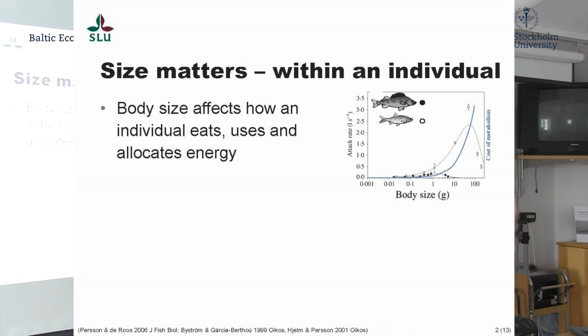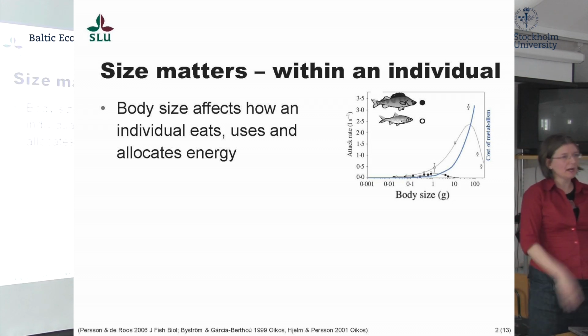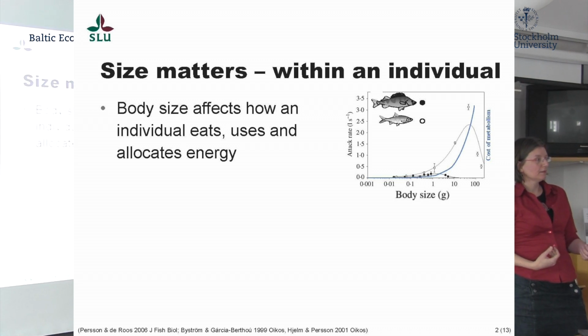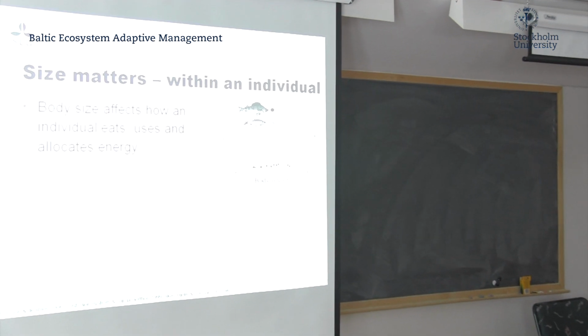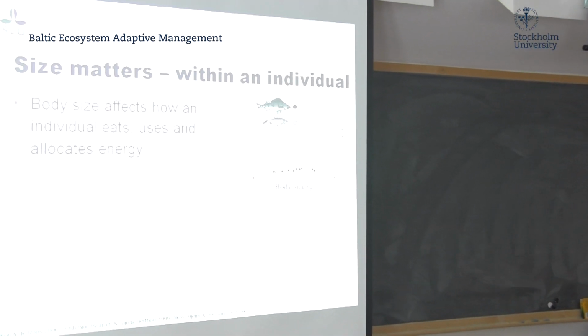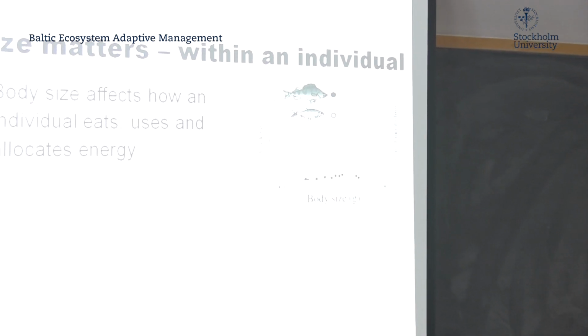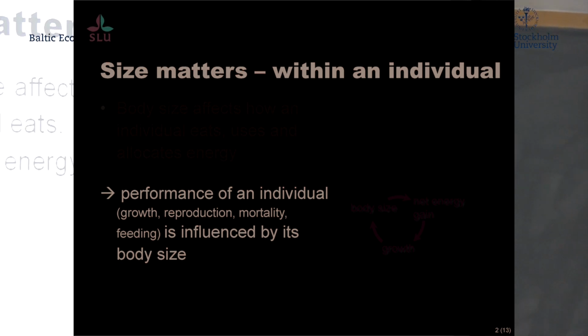Okay, so body size matters for what you eat, how you risk being eaten, how you reproduce, but also how you use that energy within your body. Both for the costs of maintenance, but also for how you allocate your energy. If you're an immature individual or a larva, you won't allocate your energy to producing gonads or reproducing, for example.